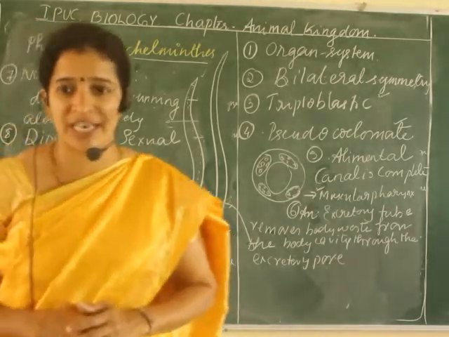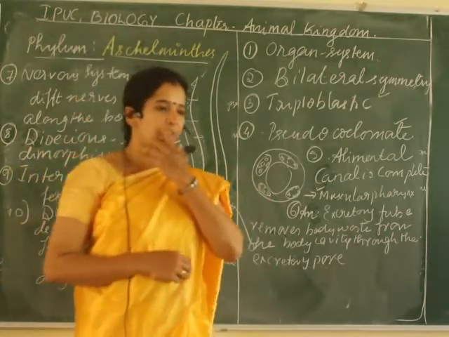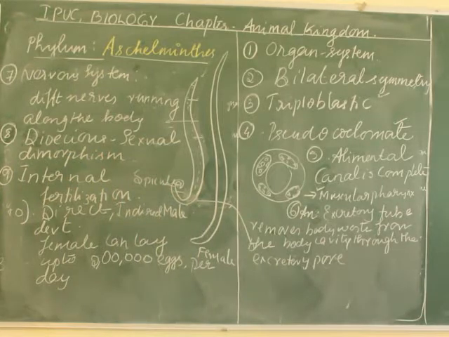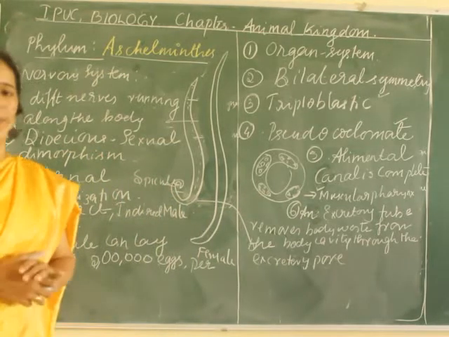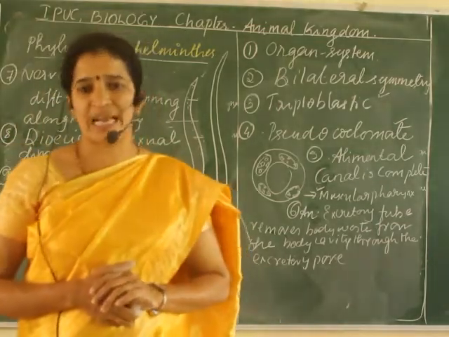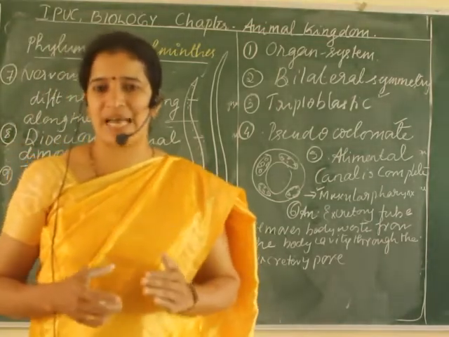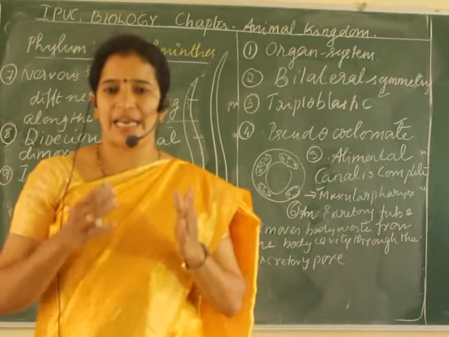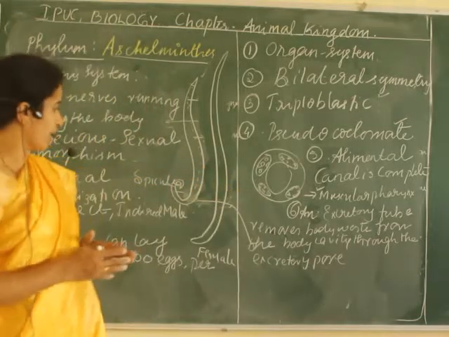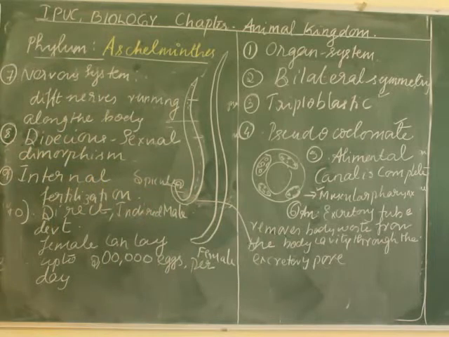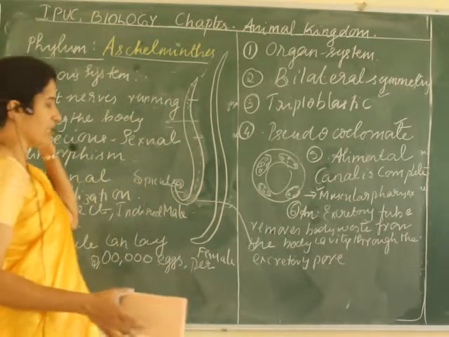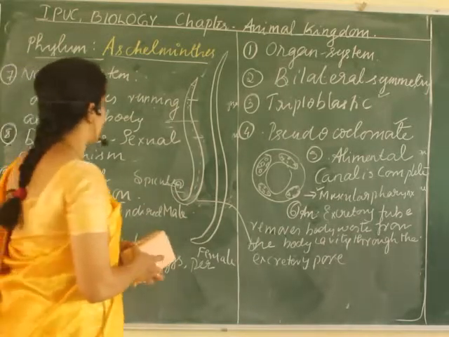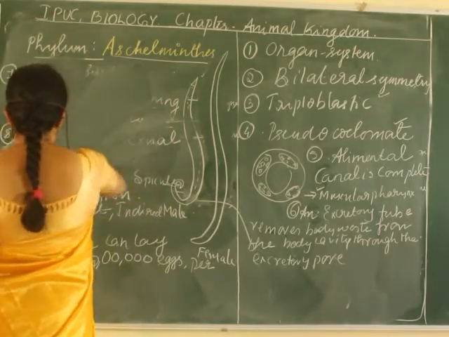Wuchereria, the filaria worm. Then hookworm, Ancylostoma duodenale. So these are the three examples: Ascaris lumbricoides, Wuchereria bancrofti, then Ancylostoma duodenale. Another simple term for Ascaris is roundworm. Then the filaria worm. Then the third one, Ancylostoma, is the hookworm. So these are the three examples for this phylum Aschelminthes.